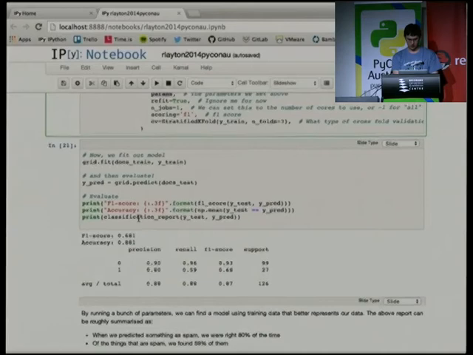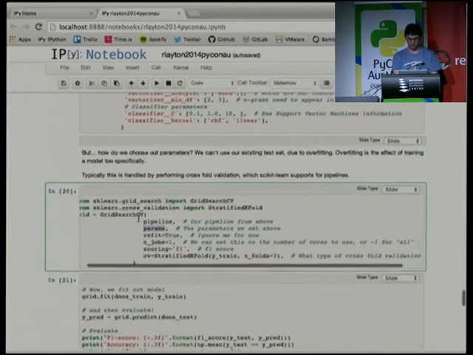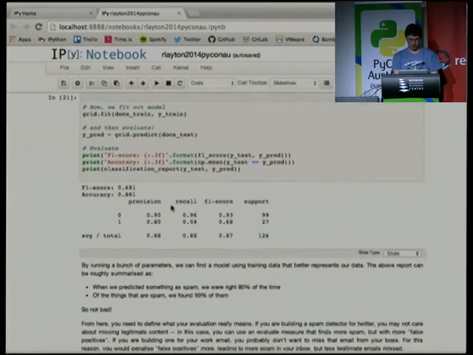So based on the small number of parameters that we define up here, which for machine learning is quite small, it does quite well.